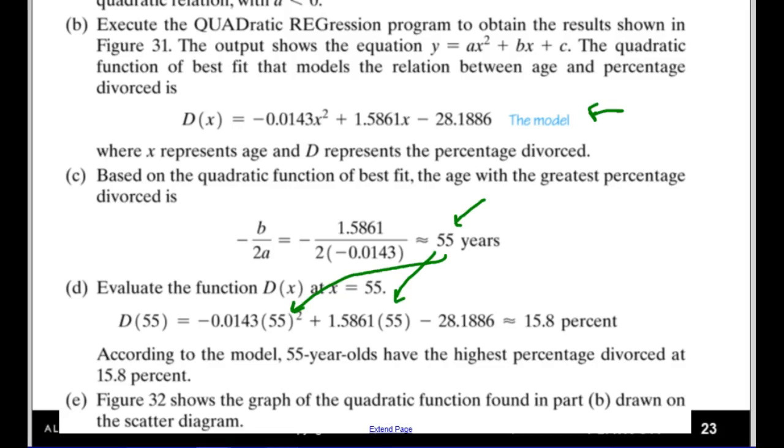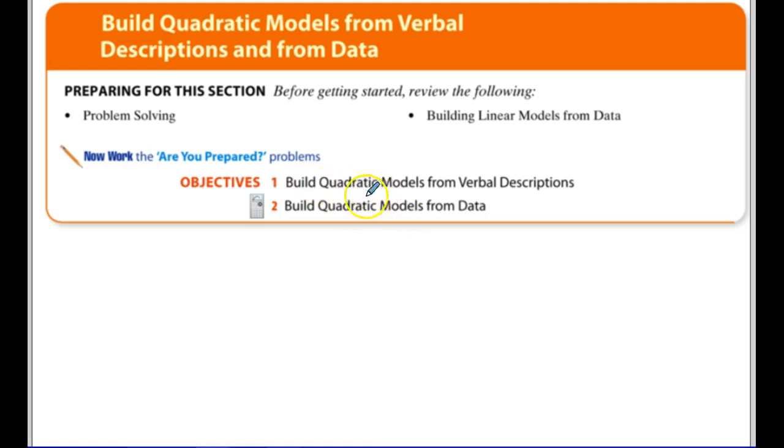Okay. So now we've actually worked through all of the learning targets. So let's just double check. First, we built quadratic models from verbal descriptions, and then we looked at data. And when we look at data, we can't just use the points. We have to use a graphing utility because we need to find the most accurate fit. So now that we've worked on these learning targets, go ahead and work on your homework for this section.